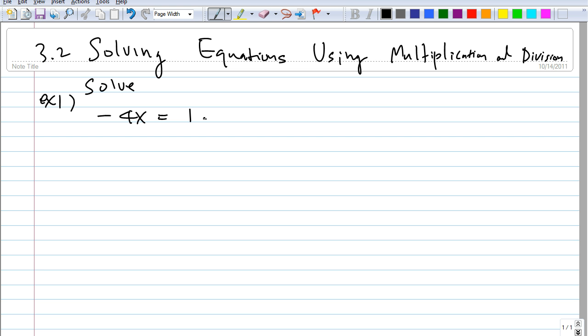Now, how do I undo this multiplication? Yes, Elena? Divide both sides by what? Negative 4. Is it enough to just do this? No. You have to do it to both sides. That's the inverse operation that we were talking about last time, right? How do you undo these, right?